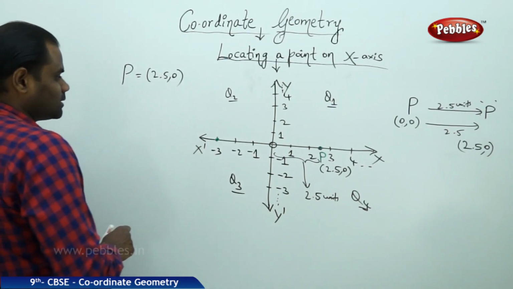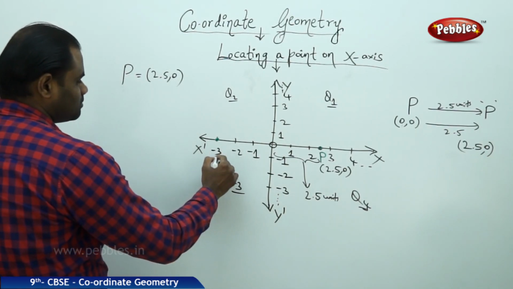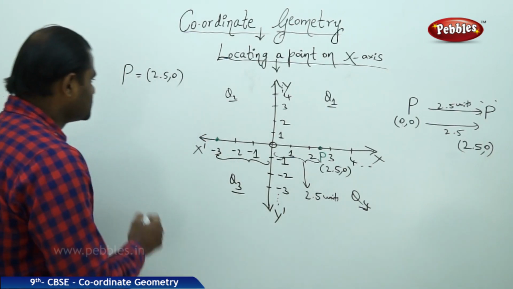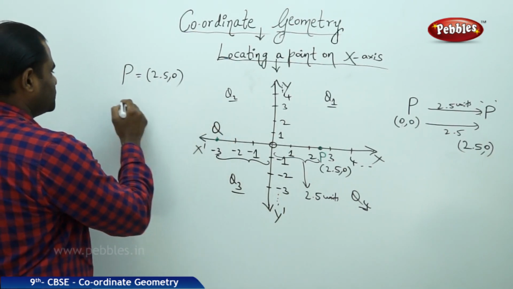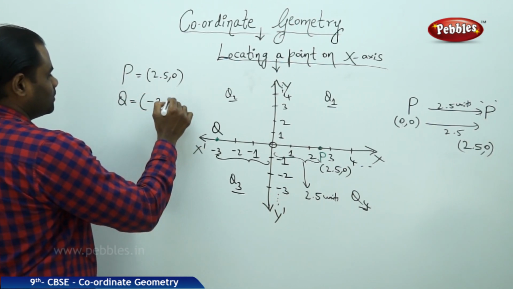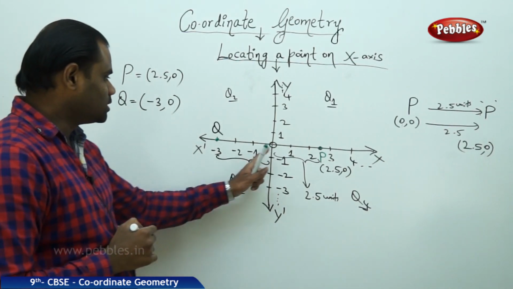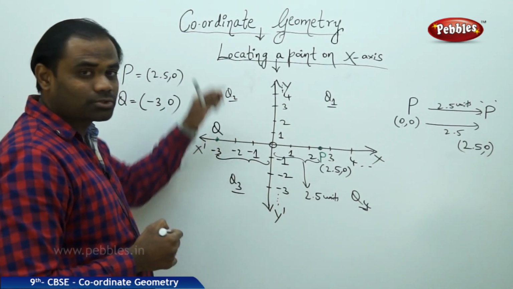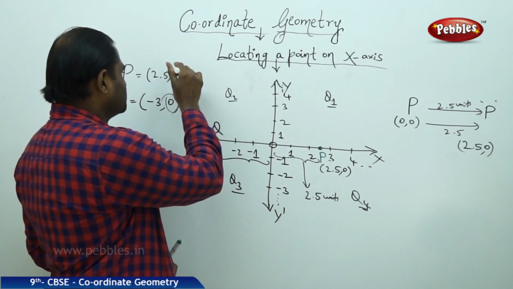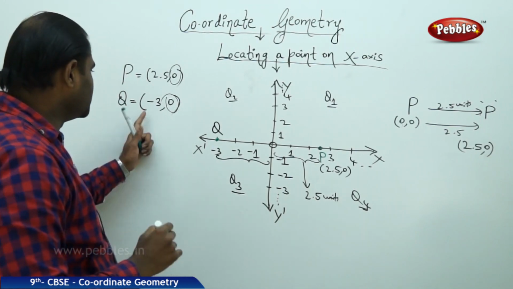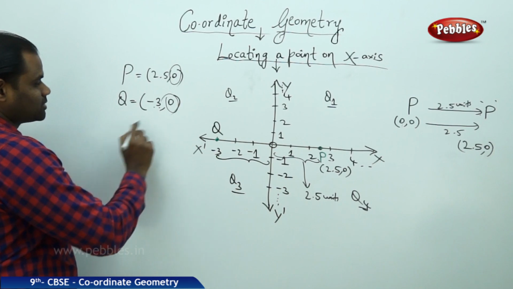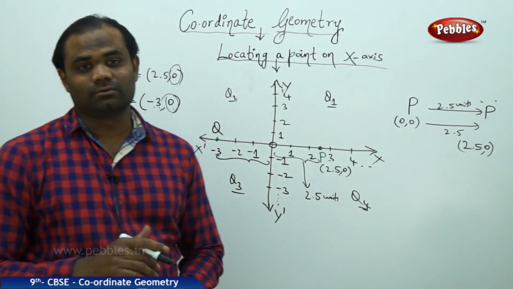I clearly see that this point minus 3 is 3 units to the left, and therefore the point Q out here is nothing but minus 3, 0, because this moves along the x-axis but there's no change up and down. So this doesn't have its y affected as in the previous case. Only the x coordinate gets affected. Therefore, for point Q, the abscissa is minus 3 and the ordinate is 0.